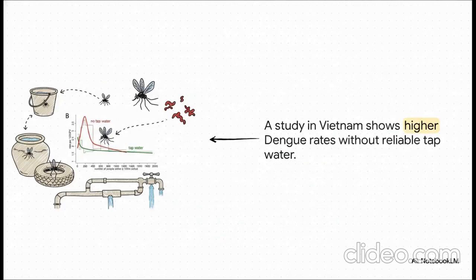So what's actually driving these numbers? It's not just about biology or climate. And this is a really critical point. This chart from a study in Vietnam highlights a huge man-made factor: infrastructure. What it shows is that dengue infection rates are way higher in places that don't have reliable access to tap water. And when you think about it, it makes perfect sense. Why? Because if you don't have running water, you have to store it in open containers. And those containers become the perfect breeding grounds for mosquitoes, right inside people's homes.